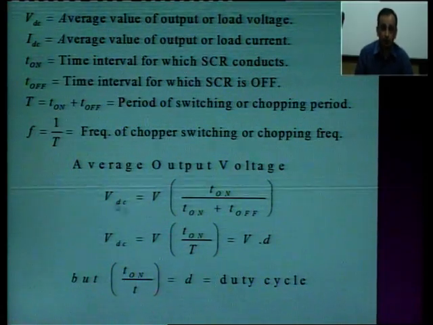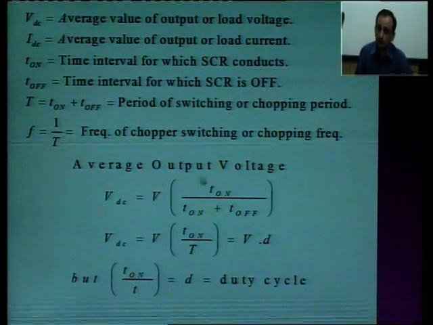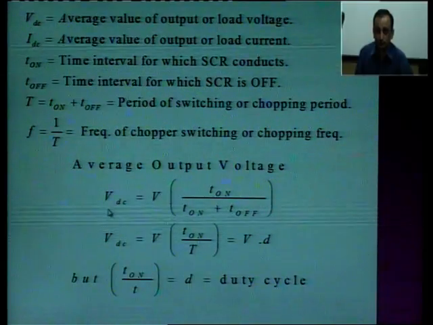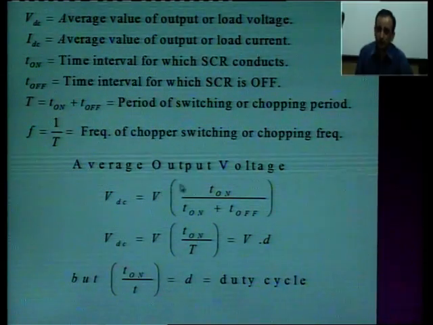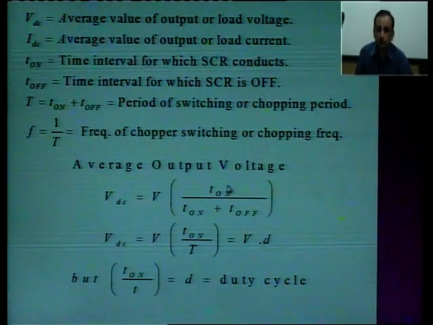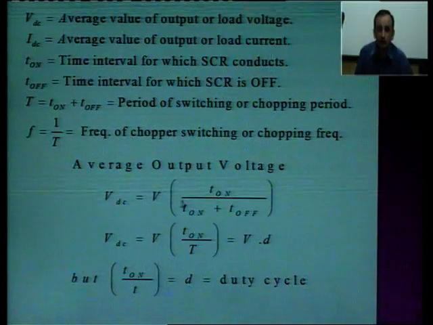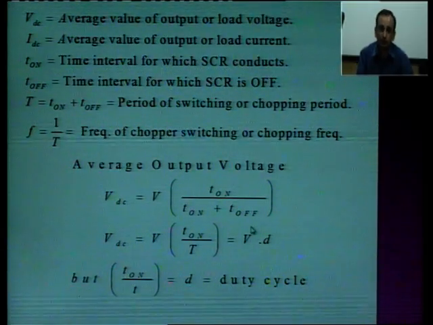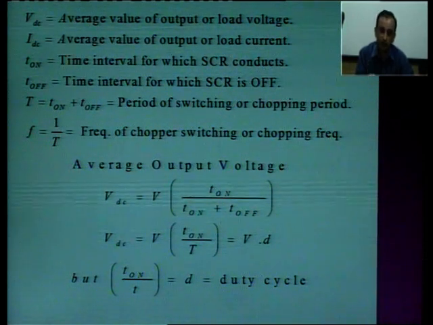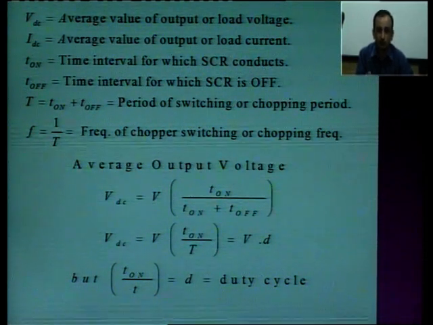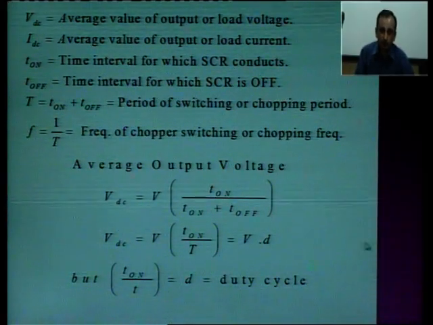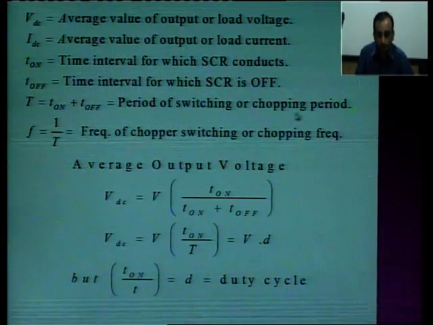Now, how much is the voltage applied across your load, the output voltage? That can be calculated by this relationship: the total voltage we are applying, multiplied by the time for which the chopper is on, divided by the total time interval. This is what we find as the average, because over the total interval the voltage is applied only during T on. So, the average can be calculated by this relationship, and this T on plus T off, as I said, is called your chopping period or total time.